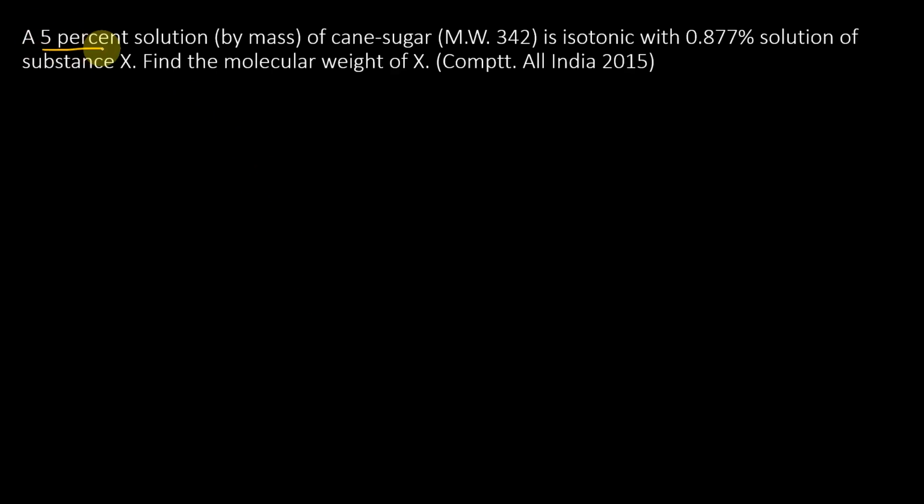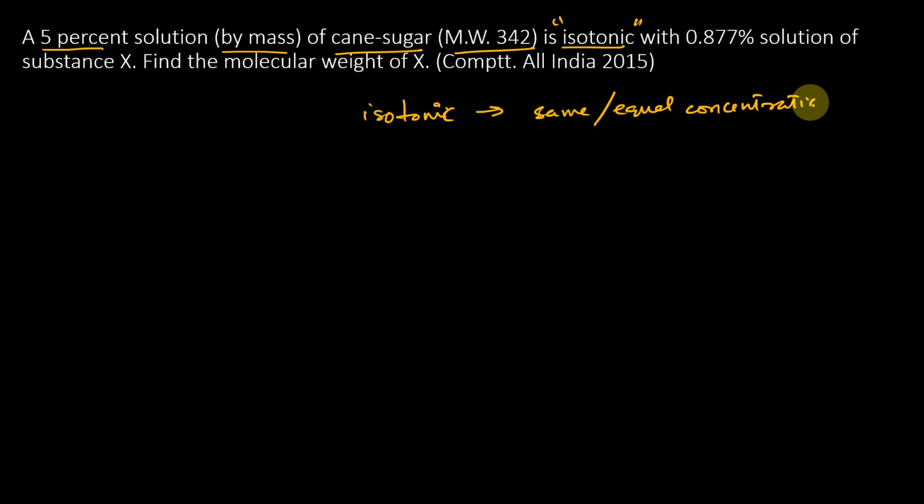A 5% solution by mass of cane sugar, molecular weight is 342, is isotonic. Isotonic का मतलब क्या हो जाता है? Iso means same. Okay, isotonic means same or equal concentration. ठीक है, same or equal concentration. This is the meaning of isotonic. Is isotonic with 0.877% of solution of substance X. Okay, तो find the molecular weight of X.